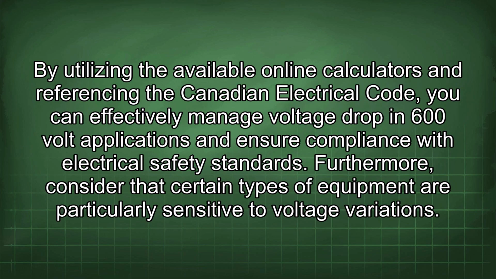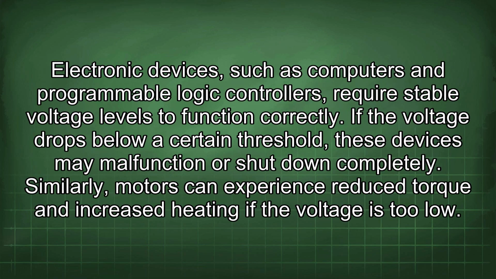By utilizing the available online calculators and referencing the Canadian Electrical Code, you can effectively manage voltage drop in 600-volt applications and ensure compliance with electrical safety standards. Furthermore, consider that certain types of equipment are particularly sensitive to voltage variations. Electronic devices, such as computers and programmable logic controllers, require stable voltage levels to function correctly. If the voltage drops below a certain threshold, these devices may malfunction or shut down completely.